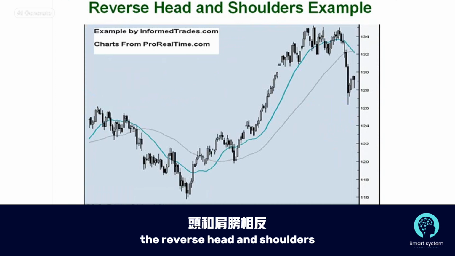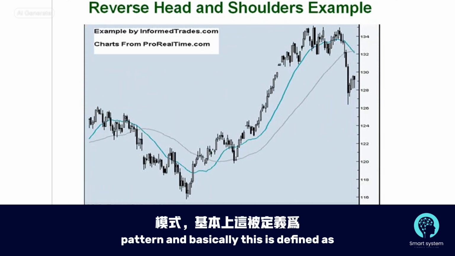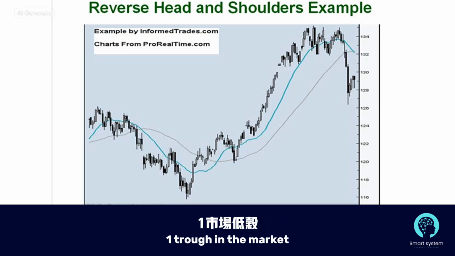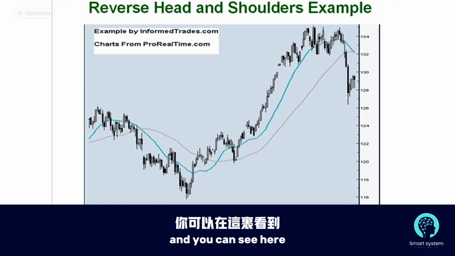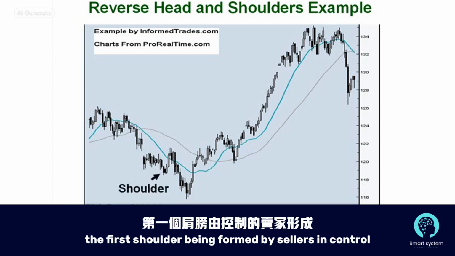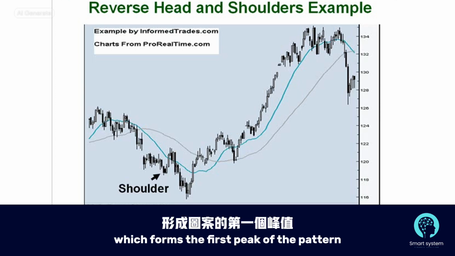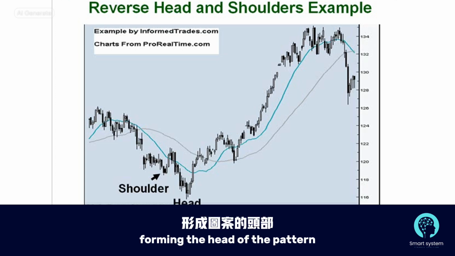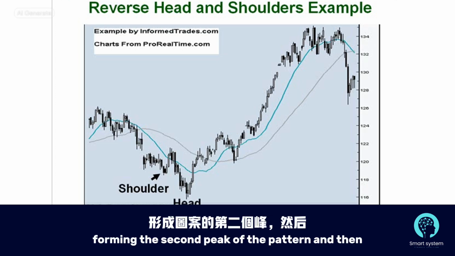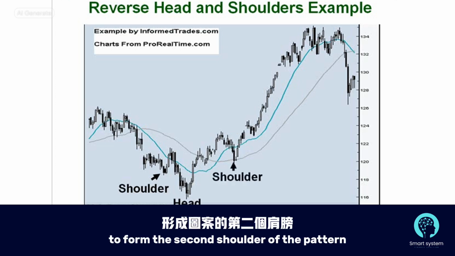The reverse head and shoulders is basically a mirror image of the head and shoulders pattern, and basically this is defined as one trough in the market, followed by a second lower trough, followed by a third higher trough. And you can see here, the first shoulder being formed by sellers in control, driving down into the first shoulder, and then buyers taking back control, which forms the first peak of the pattern, before sellers take back control, forming the head of the pattern. Buyers back in control, forming the second peak of the pattern, and then sellers back in control to form the second shoulder of the pattern.